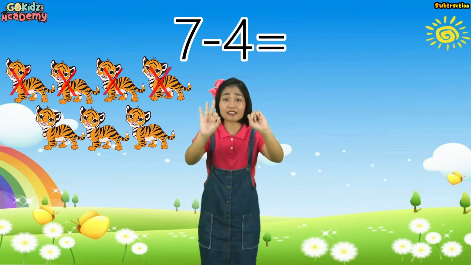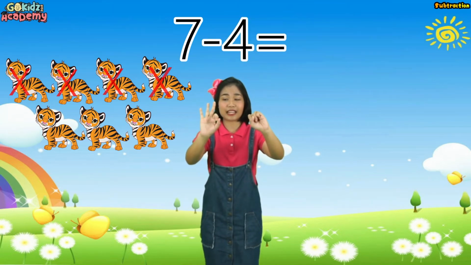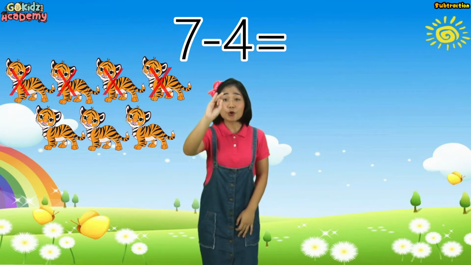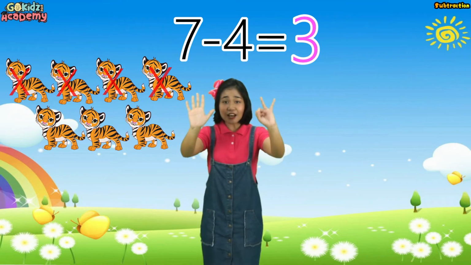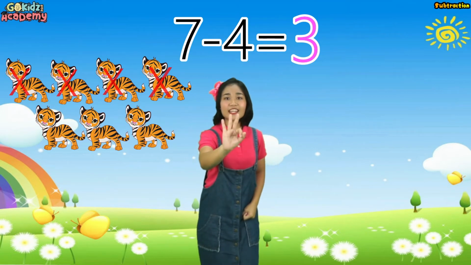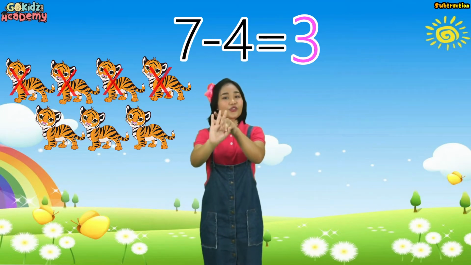So how many tigers are left? Let's count, okay? 1, 2, 3. 7 minus the 4 tigers that were caught is equals 3. 1, 2, 3. Next example.